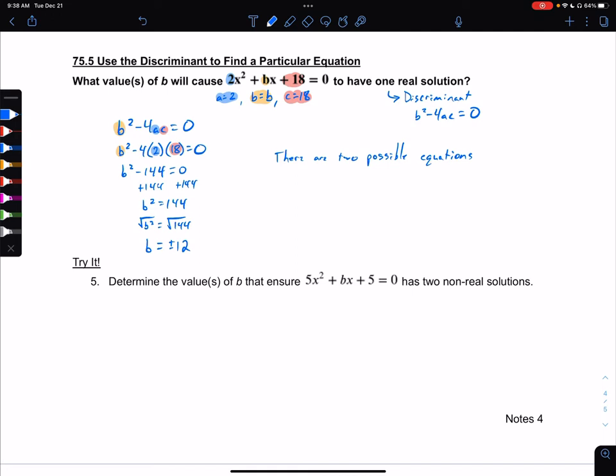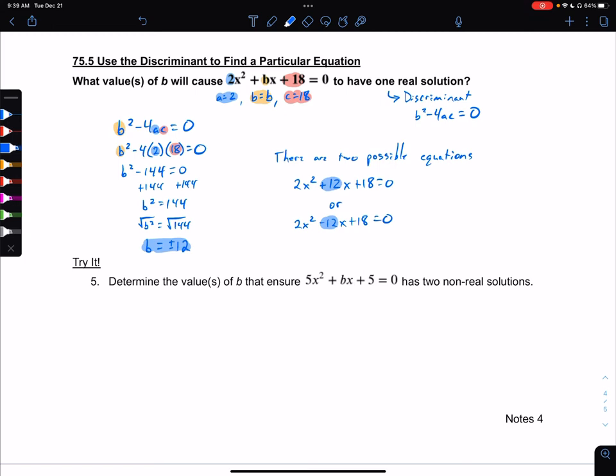So option 1 would be 2x squared plus 12x plus 18 equals 0, or 2x squared minus 12x plus 18 is equal to 0. So b here would be positive and negative 12, so I'm going to plug that in there. All right, and that's really it. We're looking for the possible equations, and sometimes there will only be one answer, sometimes there will be two answers.